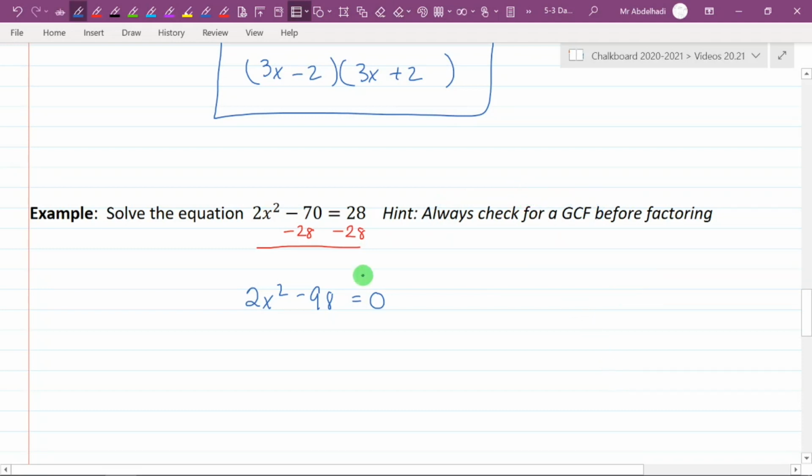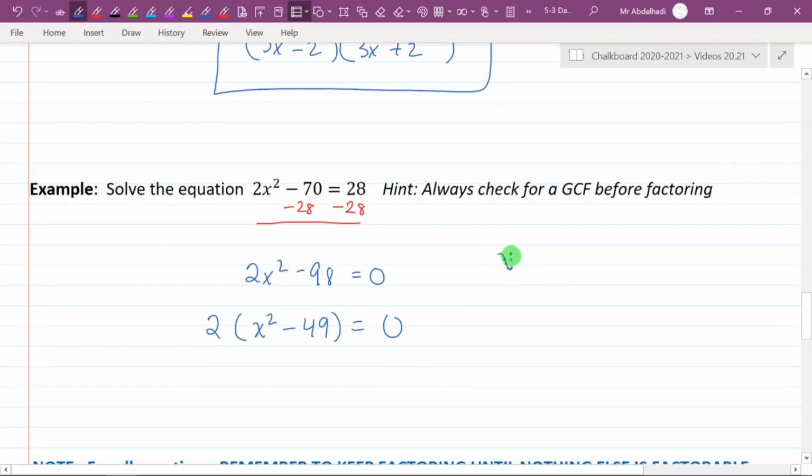So is there a greatest common factor here? And the answer is yeah, 2. You can take a 2 out of both of these. So take the 2 out of here. And now this is going to be just x squared. And this is going to be 49. Now look at it. Is that a difference of squares? Yes, it is. What's being squared here? An x. What's being squared here? A 7. Right? So x squared minus 49 is x being squared and 7 being squared.